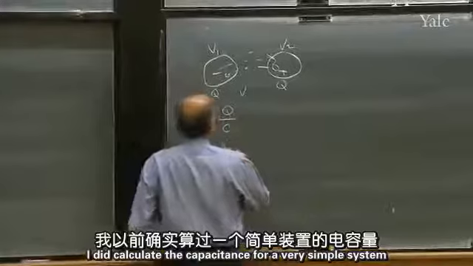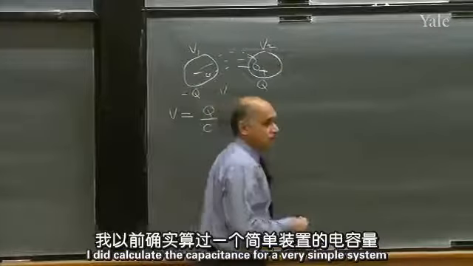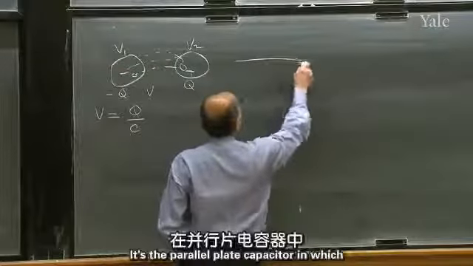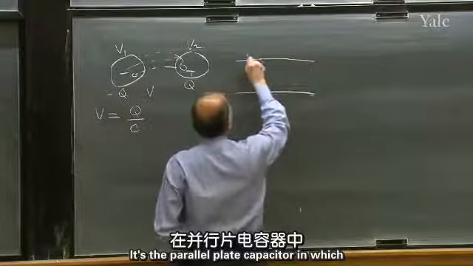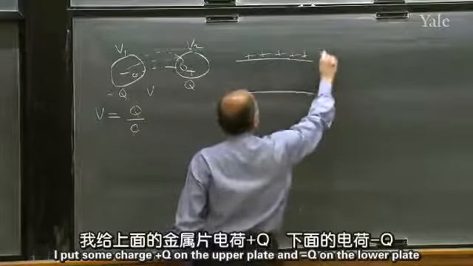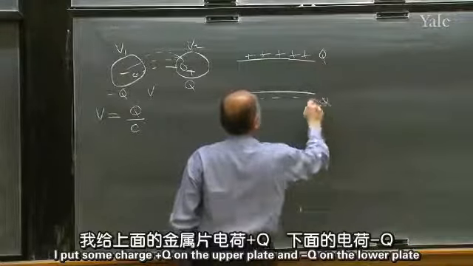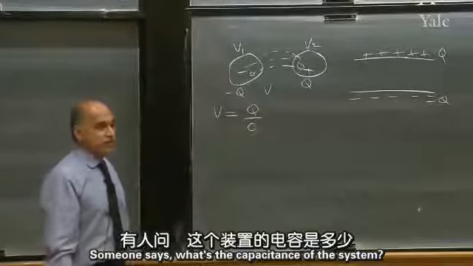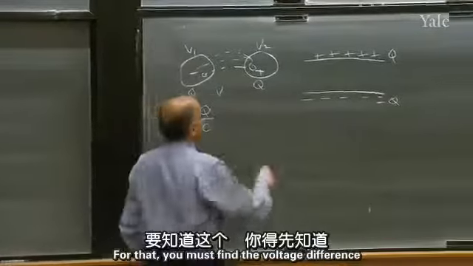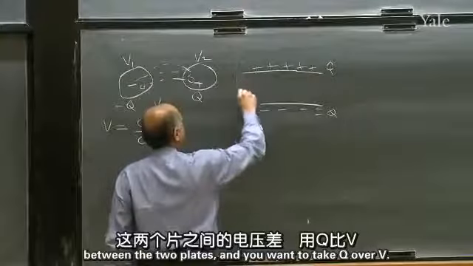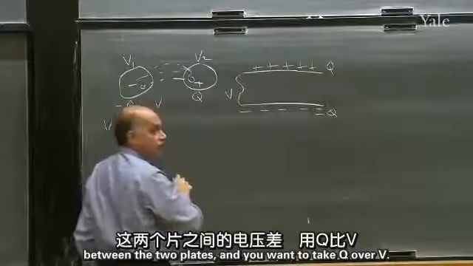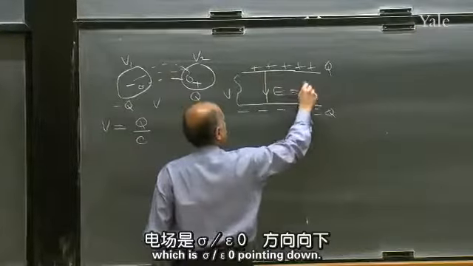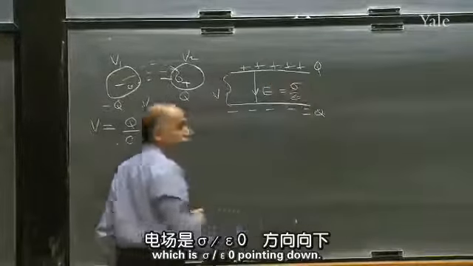Okay, so I did calculate the capacitance for a very simple system, and I'm going to stick to the simple system because we don't want to get lost in the details. It's the parallel plate capacitor in which I put some charge plus Q on the upper plate and minus Q on the lower plate. And someone says, what's the capacitance of the system? For that, you must find the voltage difference between the two plates, and you want to take Q over V. Now, there's going to be an electric field here, E, which is sigma over epsilon 0 pointing down.